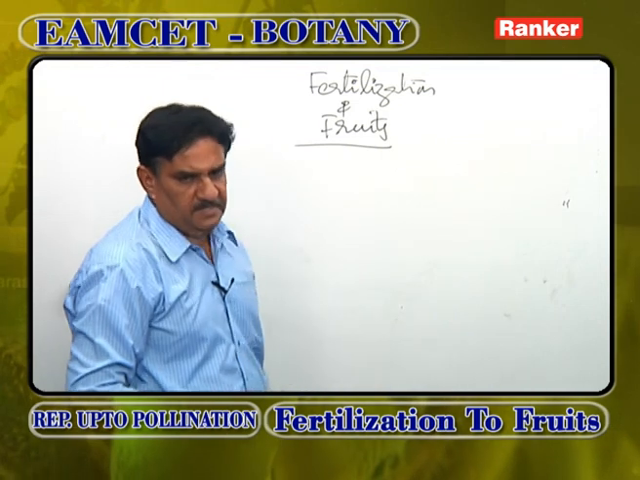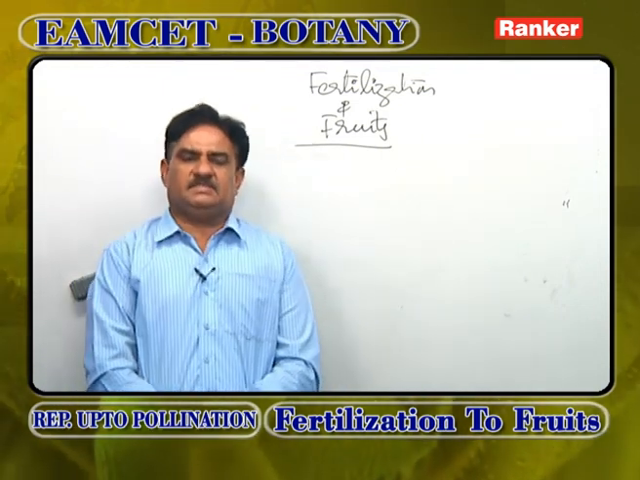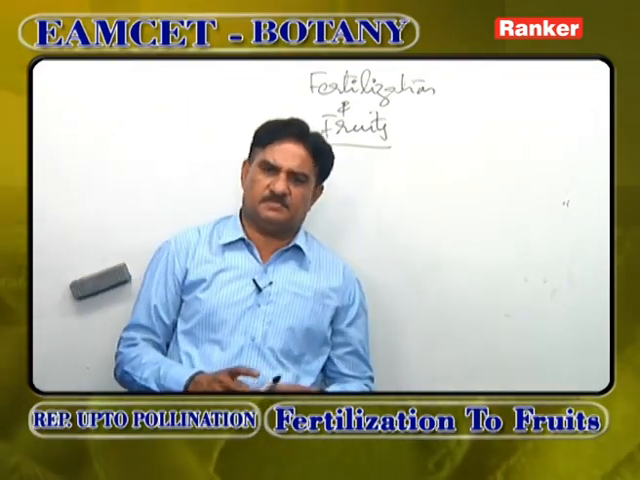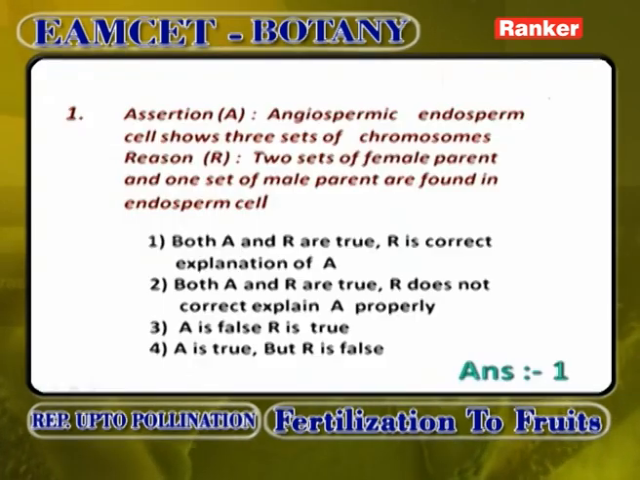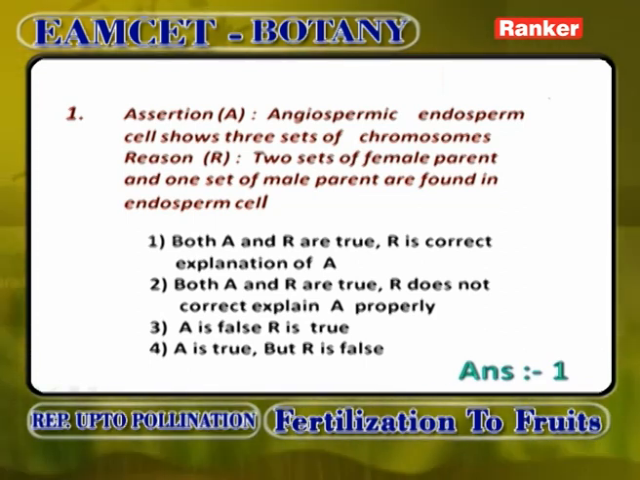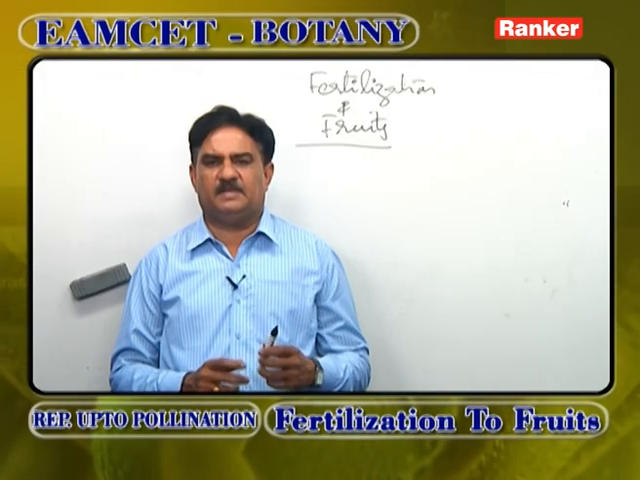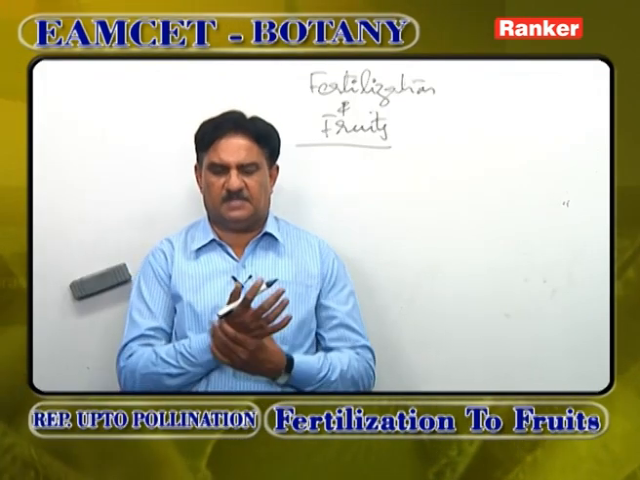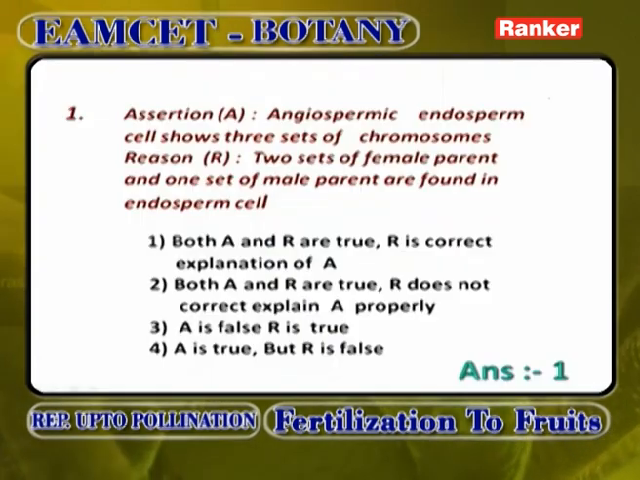a triploid primary endosperm nucleus, which later slowly converts into endosperm, which is triploid. So the statement that angiospermic endosperm cell shows 3 sets of chromosomes is correct. One set of chromosomes is called a genome; 3 sets of chromosomes mean 3 genomes. 3 genomes is correct. Why? Because 3 sets of chromosomes means 2 sets of female parent, that is the secondary nucleus, and 1 set of male parent, that is the male gamete, fuse to form endosperm. So both A and R are correct. R is the correct explanation of A.